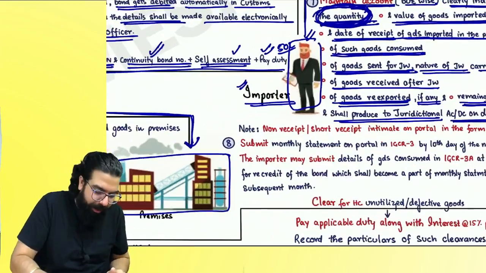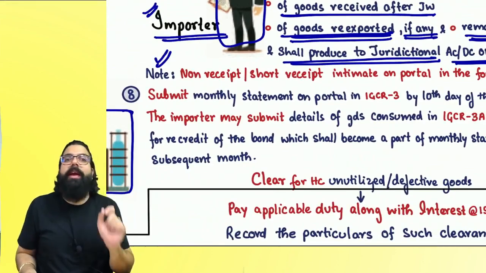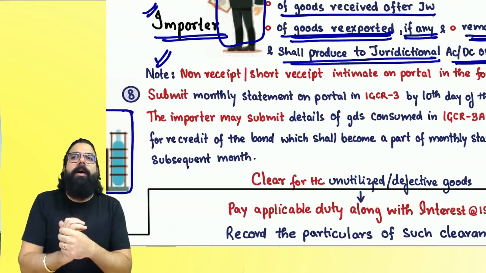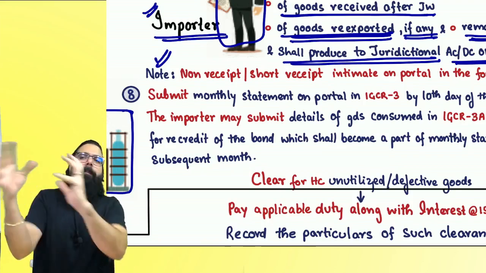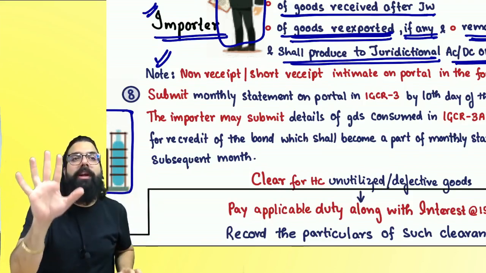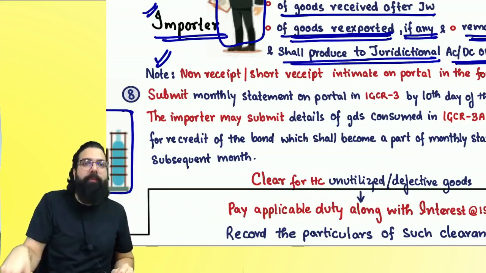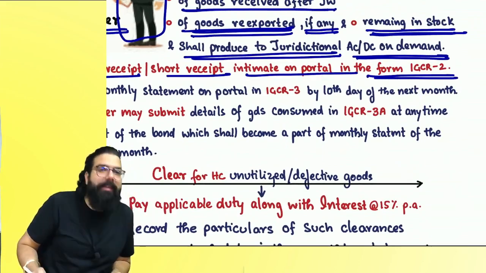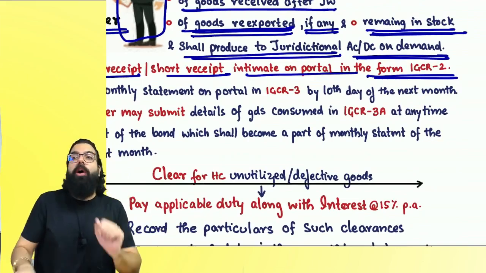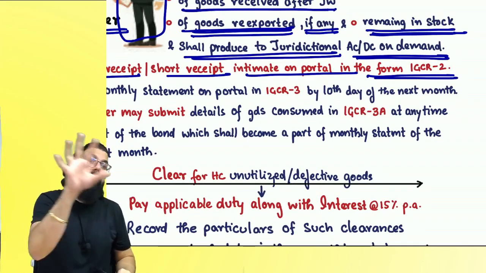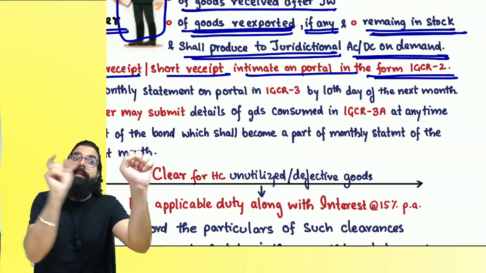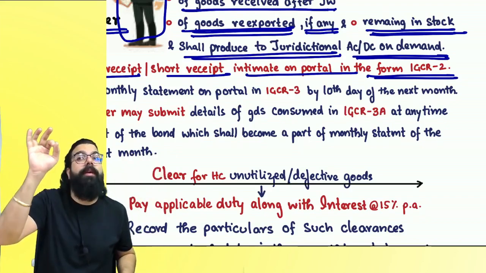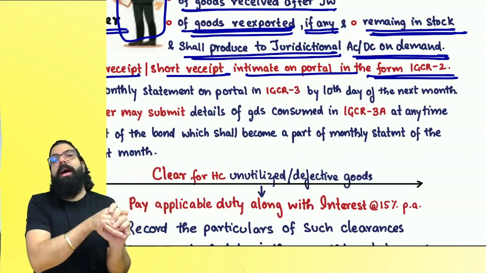The next one, everyone over here, remember one thing. Supposedly I imported, for example, 100 units of a part and I have received only 90 units, so 10 units are a shortfall. I have to immediately inform, any receipt or non-receipt, in the portal in IGCR form number 2. Because people, listen, I imported 100. The department knows I have imported 100 units, but I have received only 90. Then the 10 units will always be a problem. How do I justify those 10 units? So if you receive something short, you should immediately inform in IGCR 2.